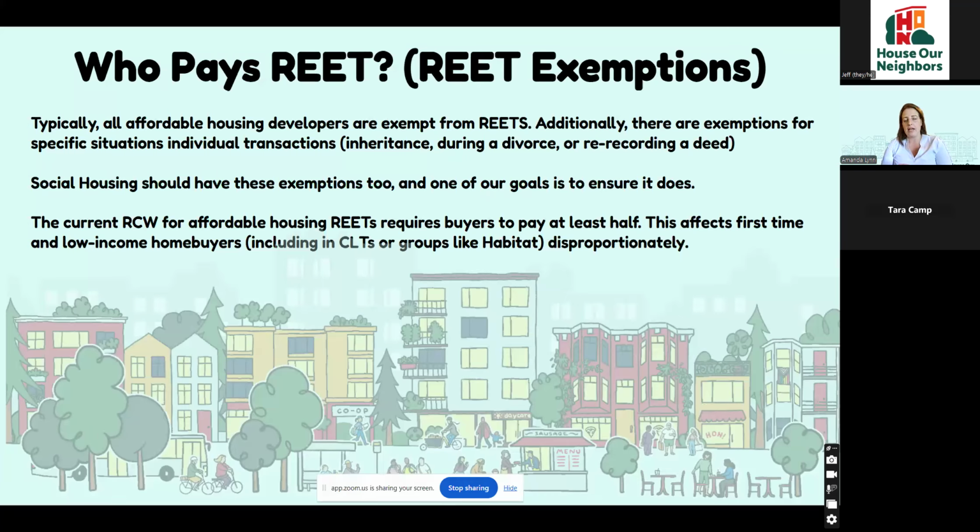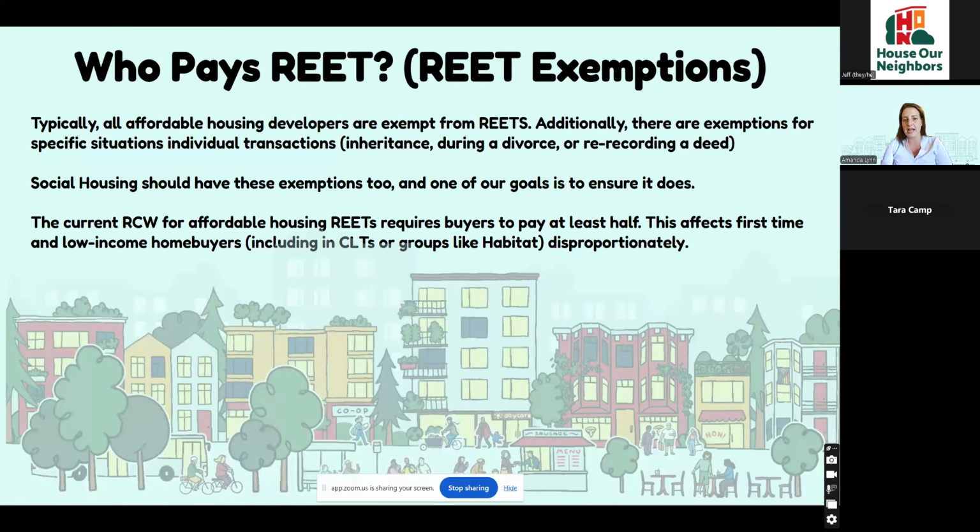One other thing that is sort of in this realm that I wanted to talk with you guys about is the fact that within the affordable housing REETs, which I'm about to talk about next, and I will reiterate this at the end, affordable housing REETs actually require buyers to pay at least half. There is a current effort at the state level to create broader affordable housing REETs, but under the current state law, they have to also be paid by buyers. And so I'll explain this more.